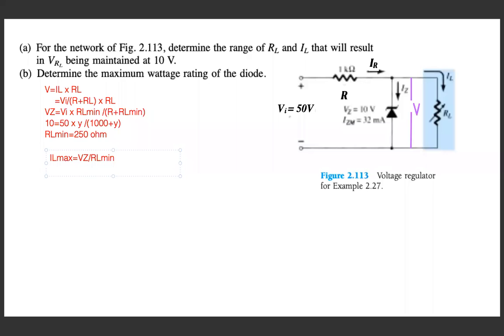10 divided by 250, how much did it come? 0.04. So that is 40 milliampere. So that is IL max equal to 40 milliampere.